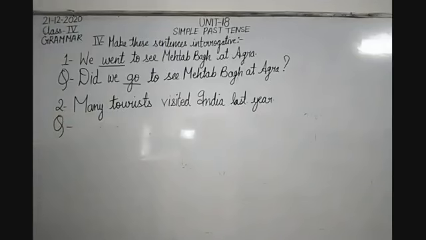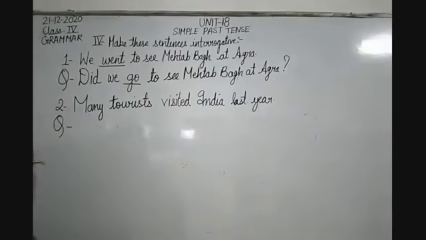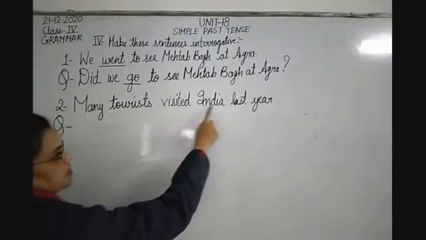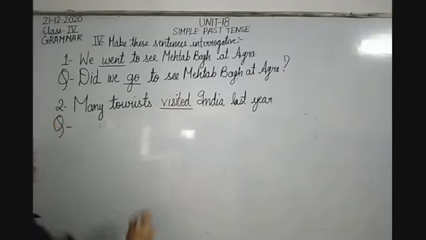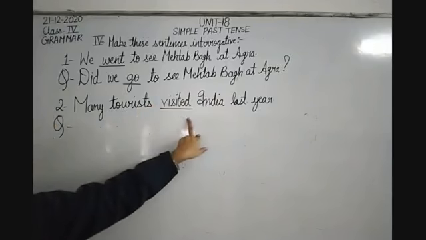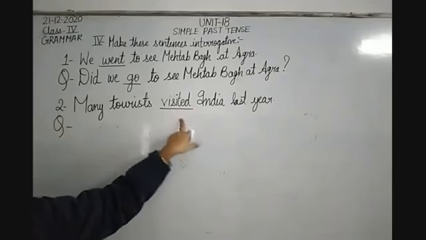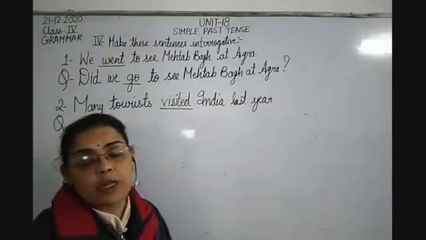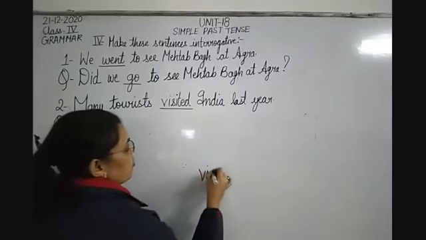Our first step will be to identify and underline the verb in this sentence. अब बेटा इसमें verb कौन सा है? Many tourists visited India last year. The action, the verb is visited, है ना? इसमें verb क्या है? Visited. Visited past form में है. Why did we underline this? We have underlined this so that it reminds us that we need to bring back the verb to its root form.